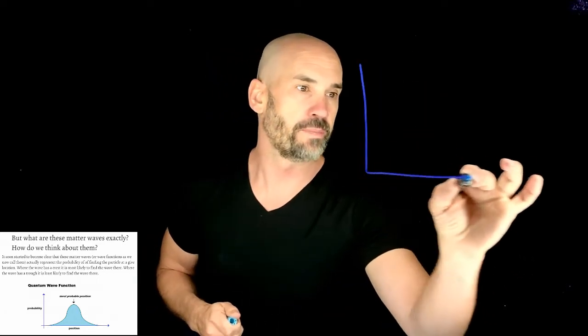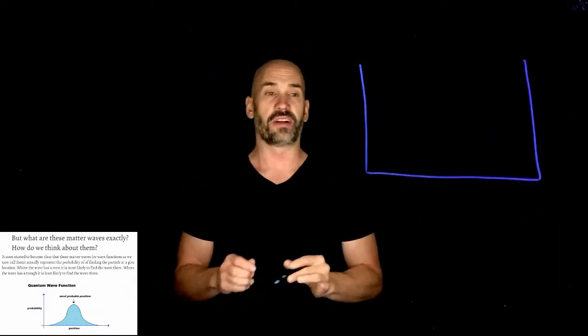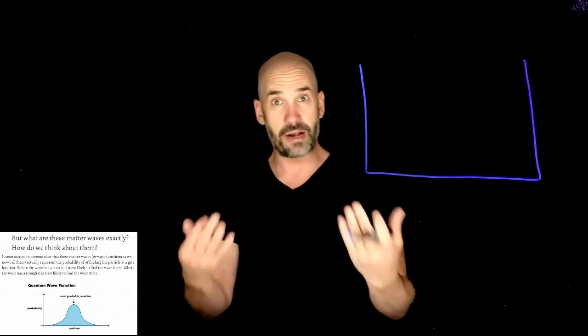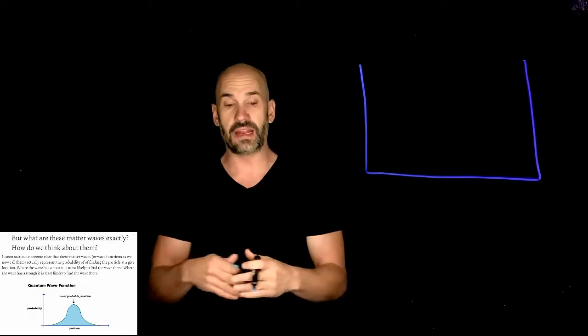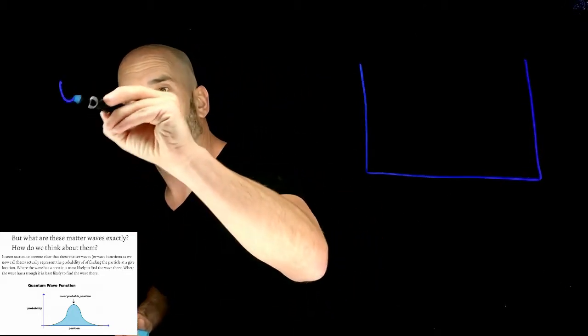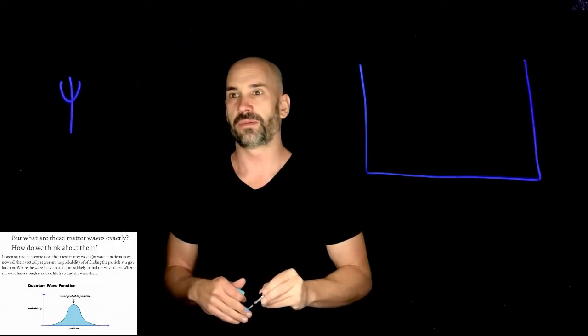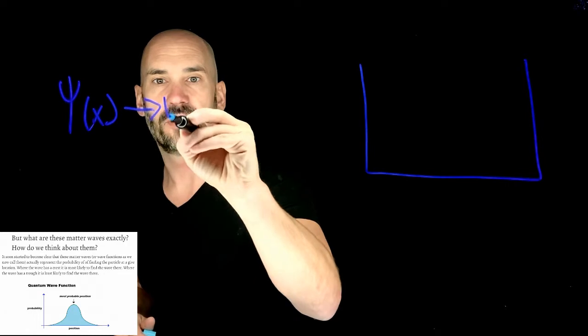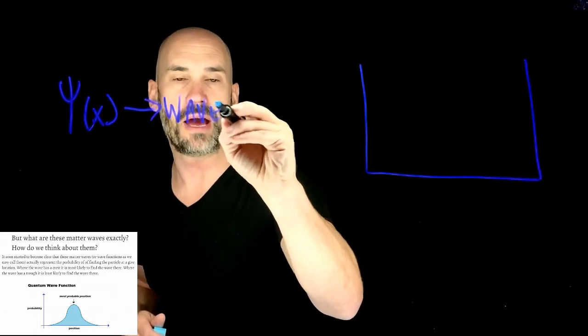Let's say that we have a box, and let's suppose that there is an electron in that box. And that electron has a matter wave. If it has momentum, it has a matter wave. And that matter wave is given by some function called psi, which is called the wave function. So psi of x is the wave function for any matter particle.